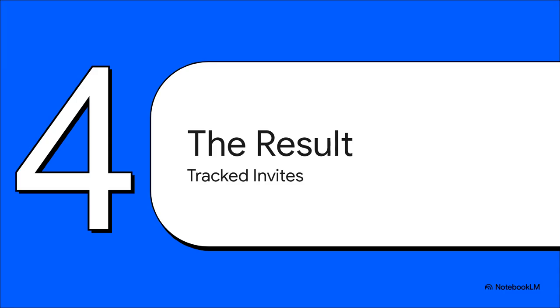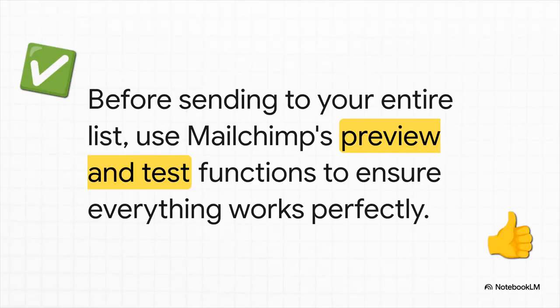So, the setup is done. But how do we know it's actually working? Let's look at the result, which all starts with one absolutely crucial step: testing. Seriously, before you blast this out to your entire list, you absolutely have to use Mailchimp's preview and test functions. This is a non-negotiable step to make sure everything is working just perfectly.